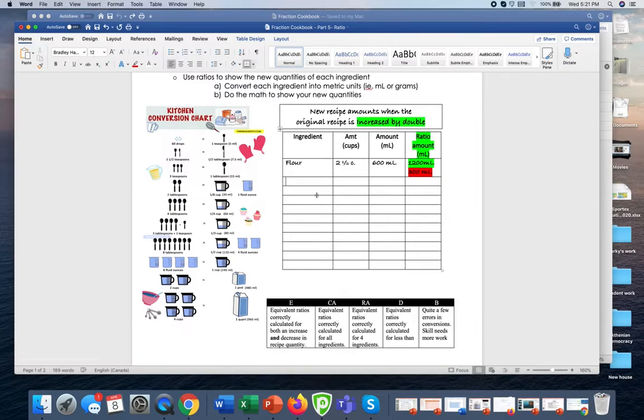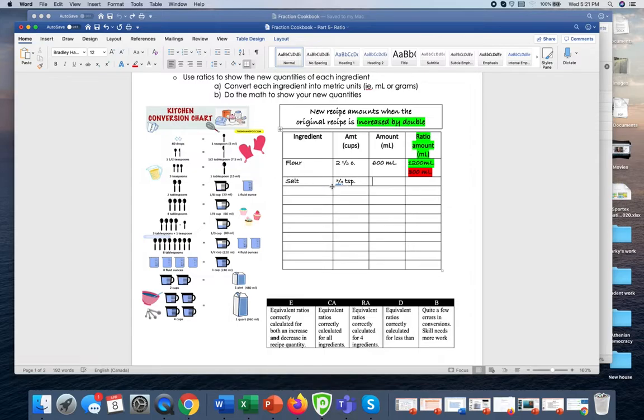So say, for example, that I have salt. And I'll make this one tricky: 3/4 teaspoon of salt. Now what I have to do is figure out how many milliliters it is first. Here I go to my cheat sheet again.